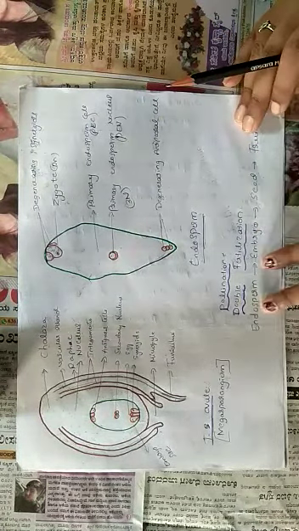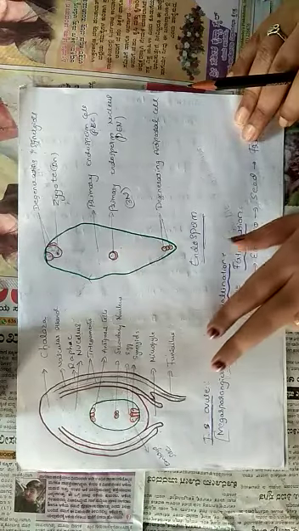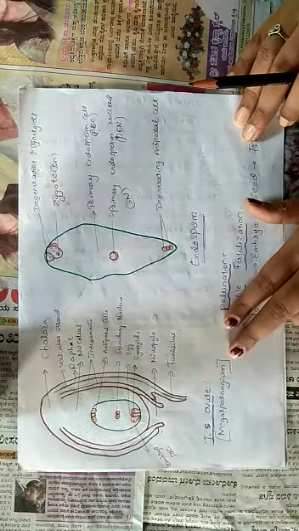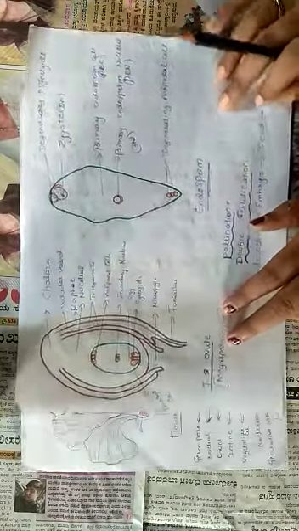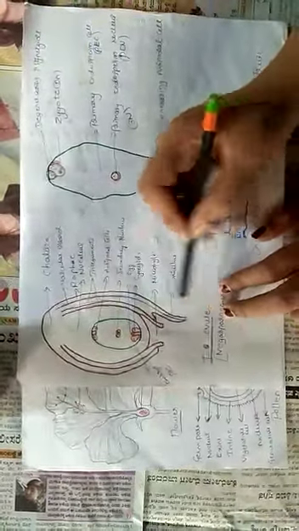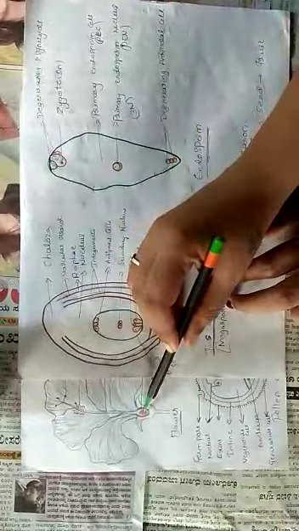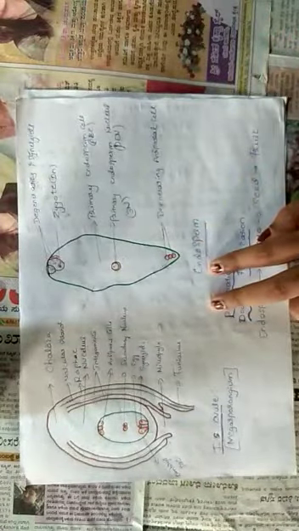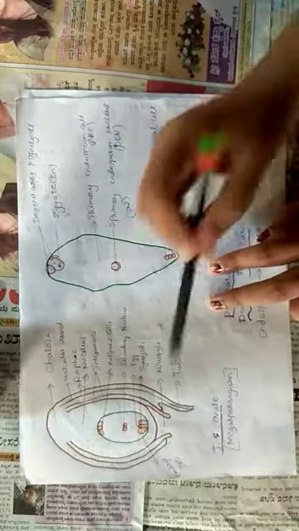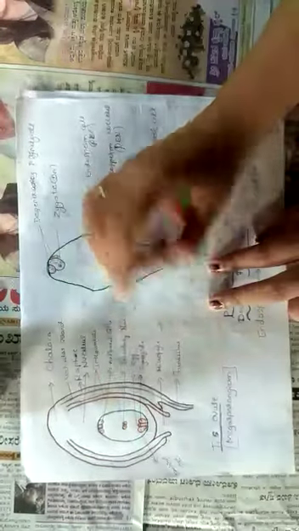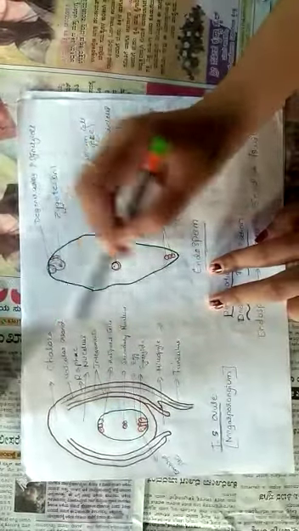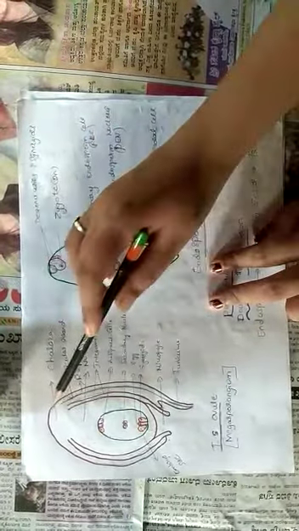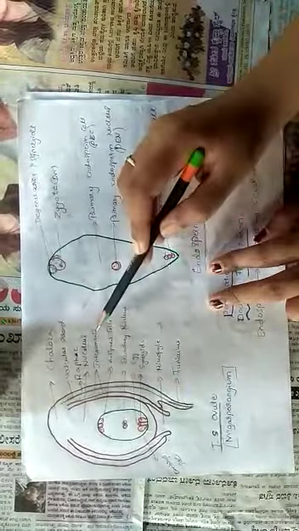Before the endosperm, we are talking about the ovule, which is also called the megasporangium. Where is the ovule present? The ovule is present inside the ovary of the flower. So what does the ovule consist of? It consists of two ends, called the chalazal end and the micropylar end, and it consists of a layer called integuments.